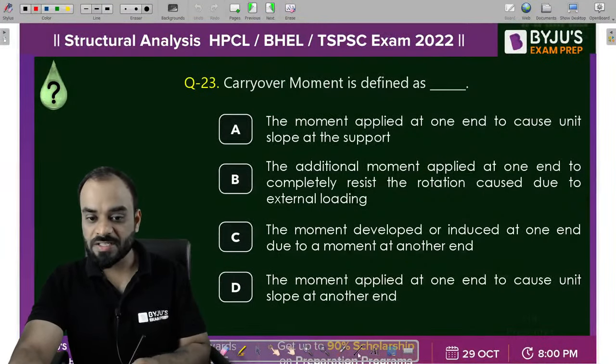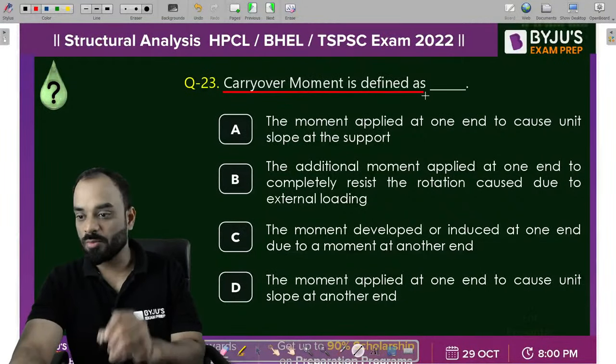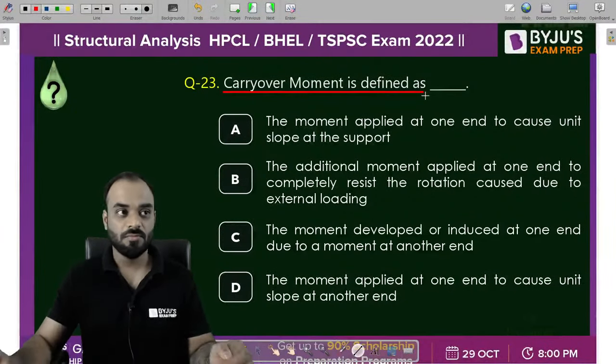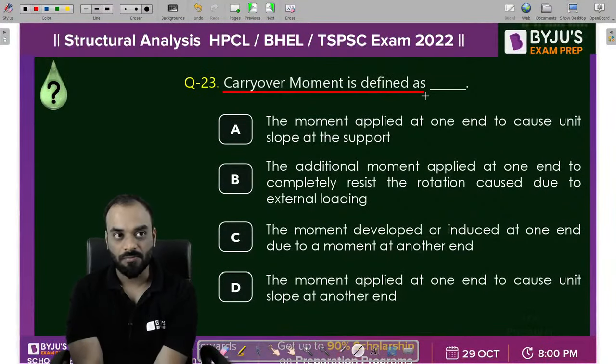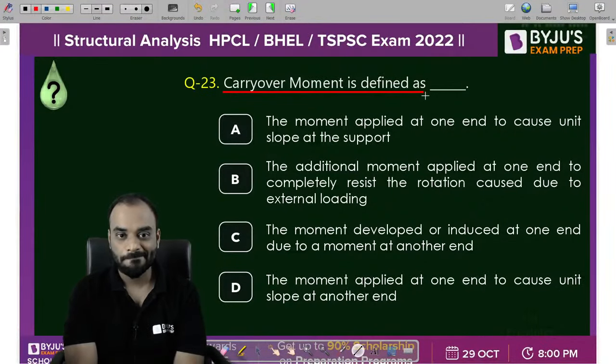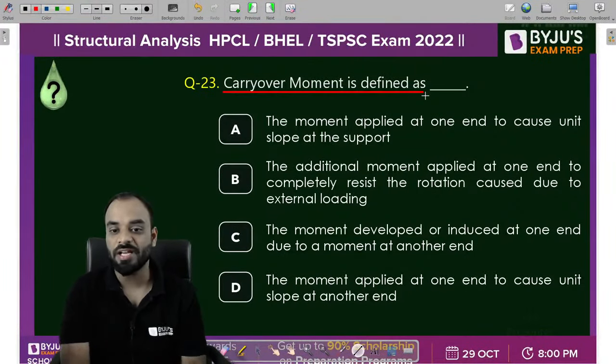Carry over moment is defined as what? What do you mean by carry over moment? That is the question. Tell me, guys. Carry over moment is defined as what? It is the additional moment applied at C. The moment developed or induced at one end due to moment at another end.